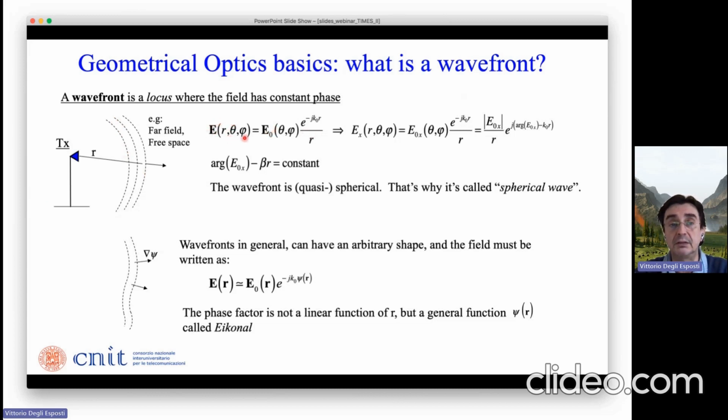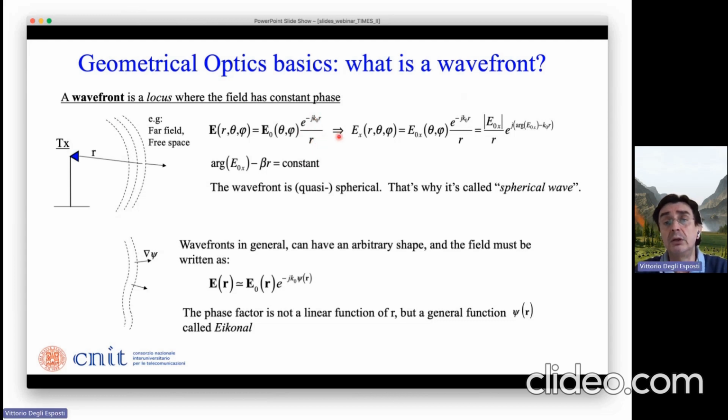So the field in a spherical coordinate system can be written as a vector amplitude, which depends only on the angular coordinates, and then multiplied by a propagation factor, which includes at the numerator the phase factor with the rotation of the phase due to the path the wave is propagating through. And then we have the distance at the denominator that attenuates the field.